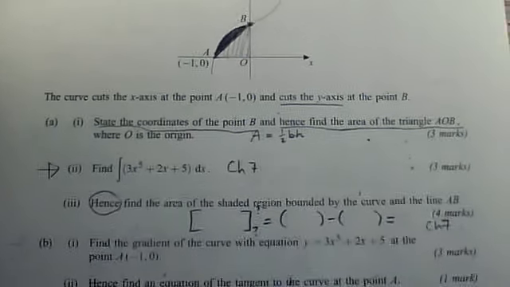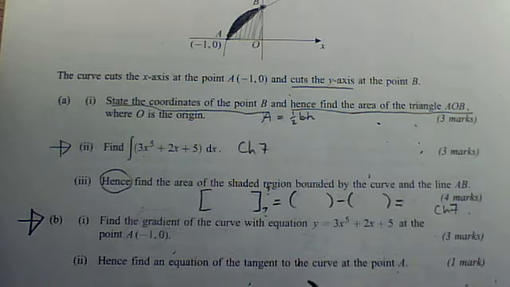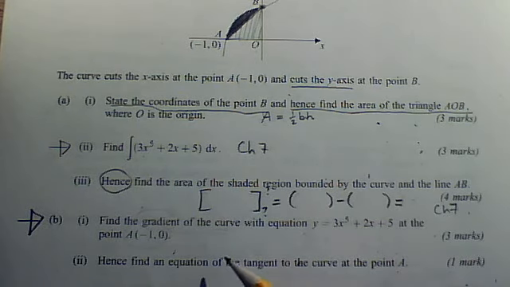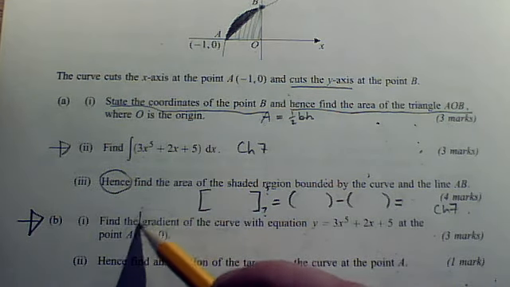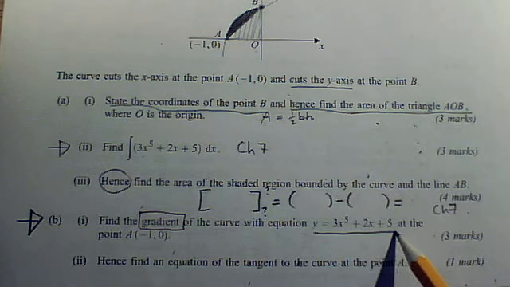That was part A. Part B is a big fat re-entry point. You don't need to have done anything from part A to get full marks on part B. If you look at B1, we've got to find the gradient of the curve. The gradient of the curve here is the same one, but they restate the equation for you.